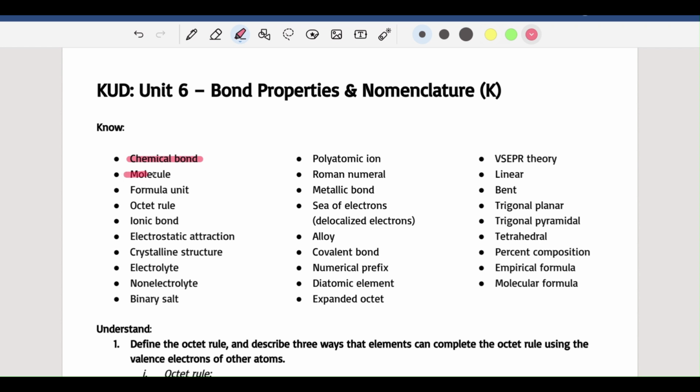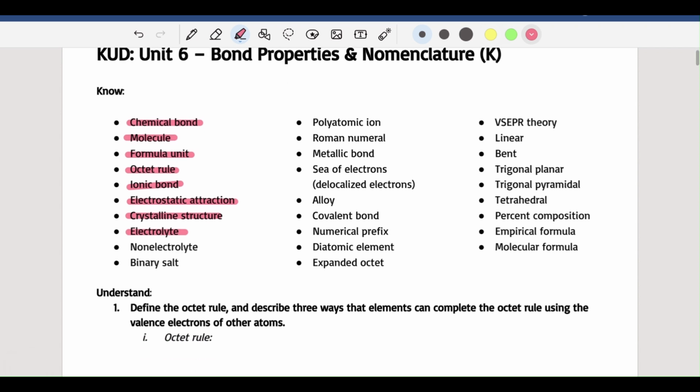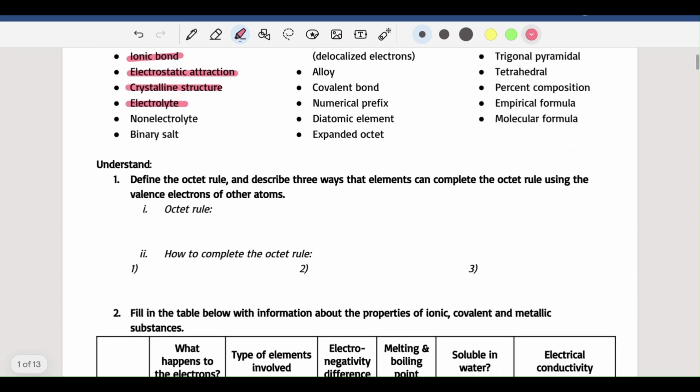So chemical bond, molecule, formula unit, octet rule, ionic bond, electrostatic attraction, crystalline structure. Crystalline? I actually don't know how to say that right. Whatever, we'll figure it out by later. Okay, and then electrolyte, and that's where we're going to stop. So we got a little bit to go, but a lot of it is refreshing from Friday.